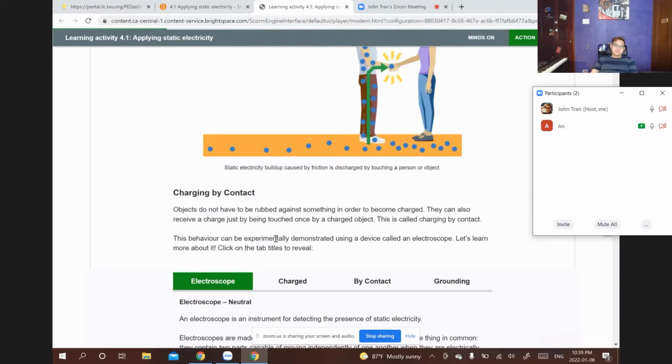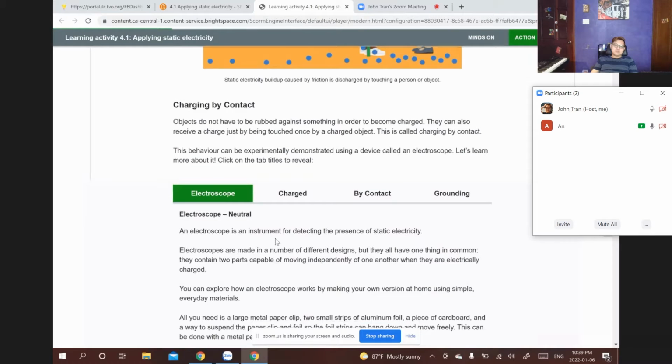Let's read more. Electroscope, neutral. An electroscope is an instrument for detecting the presence of static electricity. They are made in a number of different designs, but all have one thing in common: they have two parts capable of moving independently of one another when they're electrically charged.